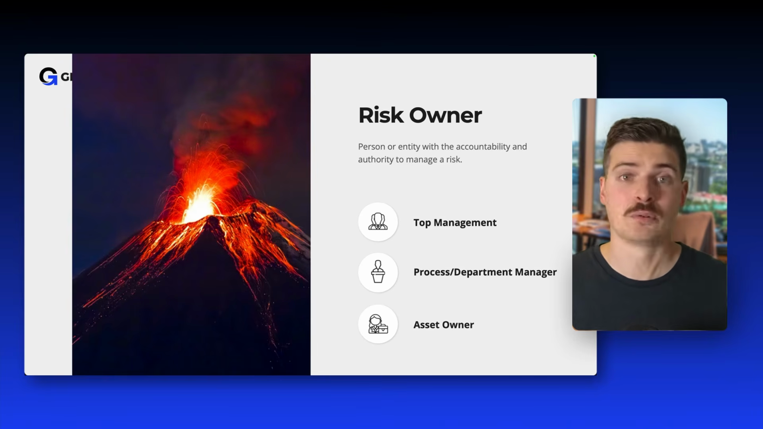Now, common owners include top management, so your CEO or your senior management. Maybe the department heads, or even asset owners. So all of those could be, let's say, the people that have the responsibility and the authority to manage the risk. Nevertheless, make sure that every identified risk has a name attached to it. Okay, this is very important.